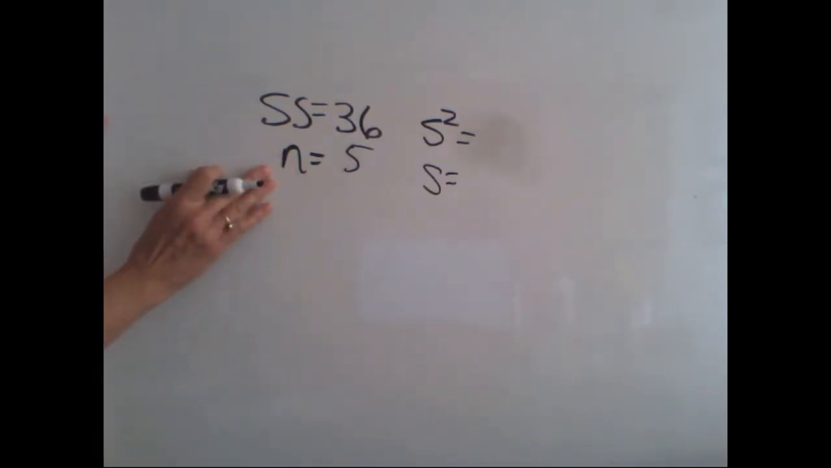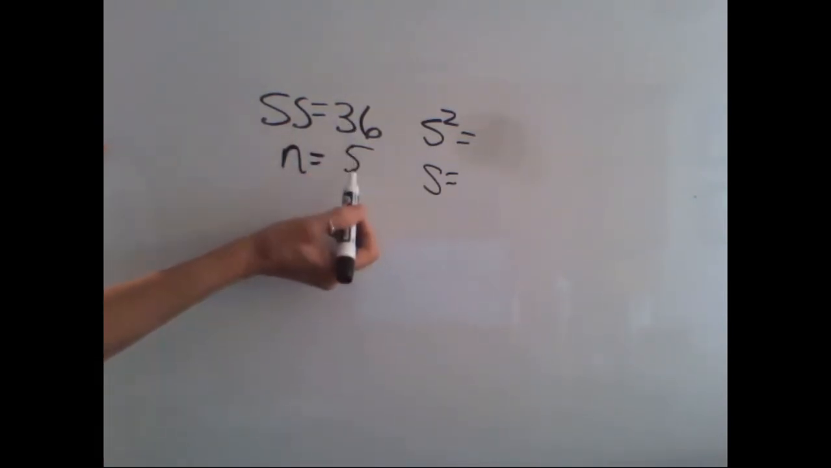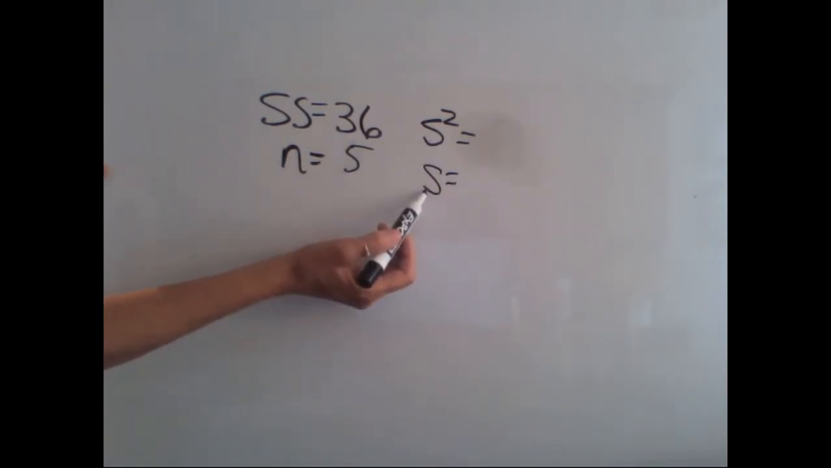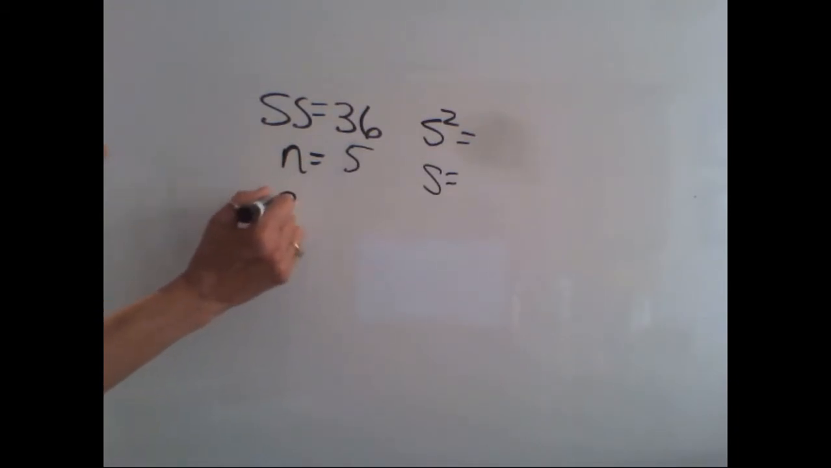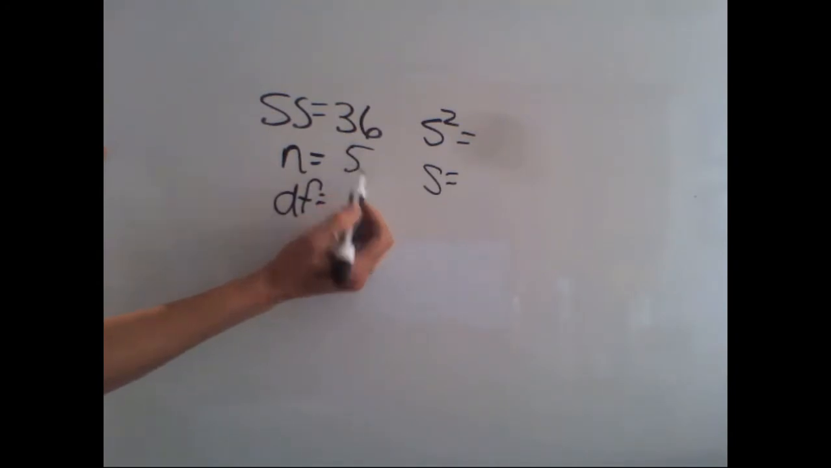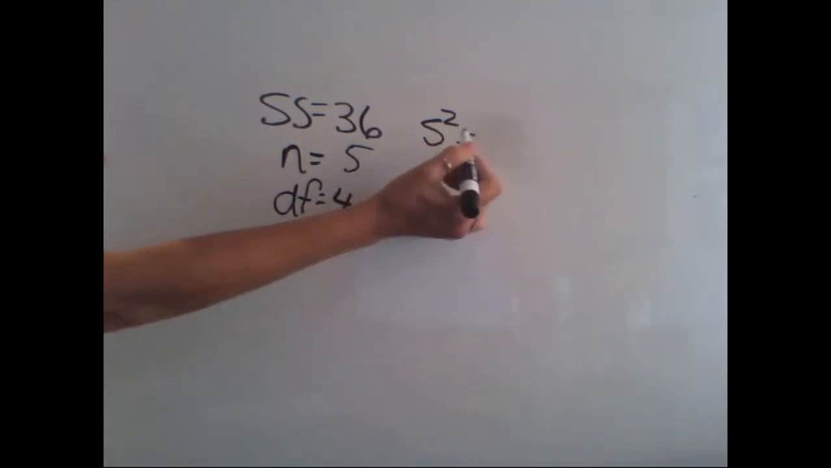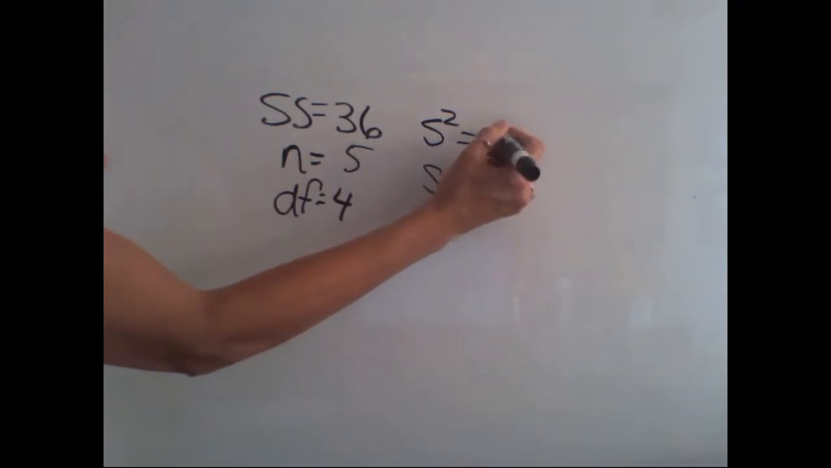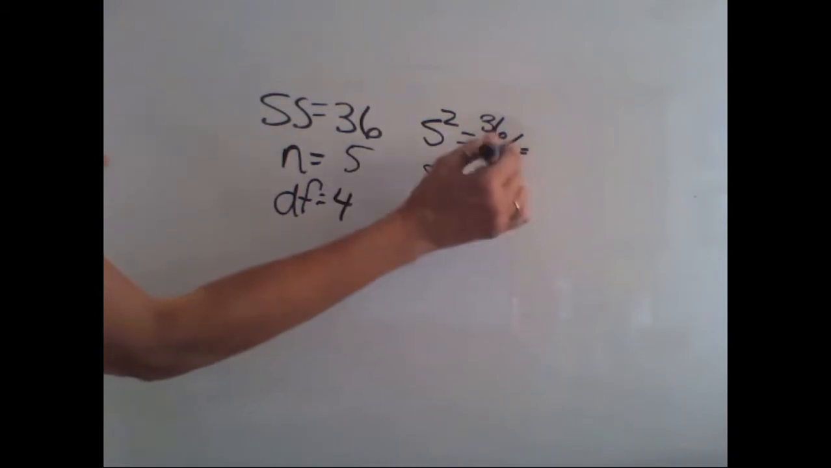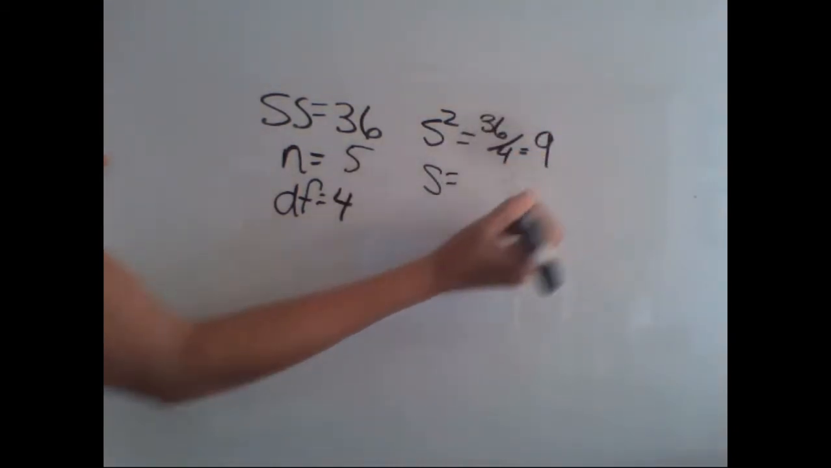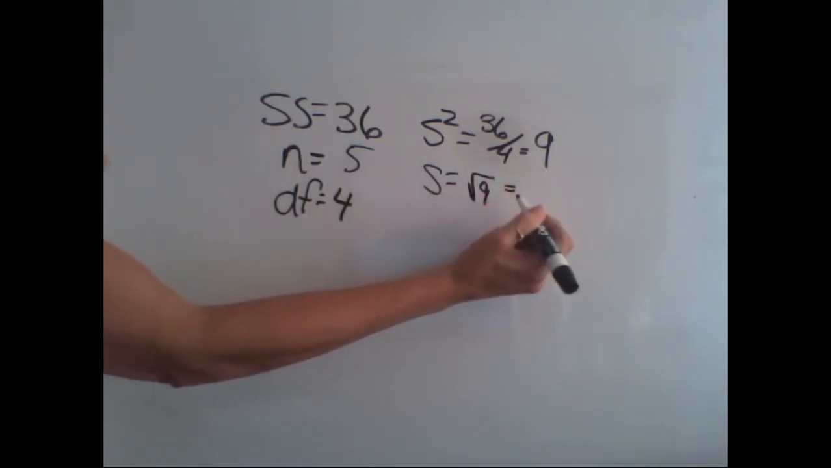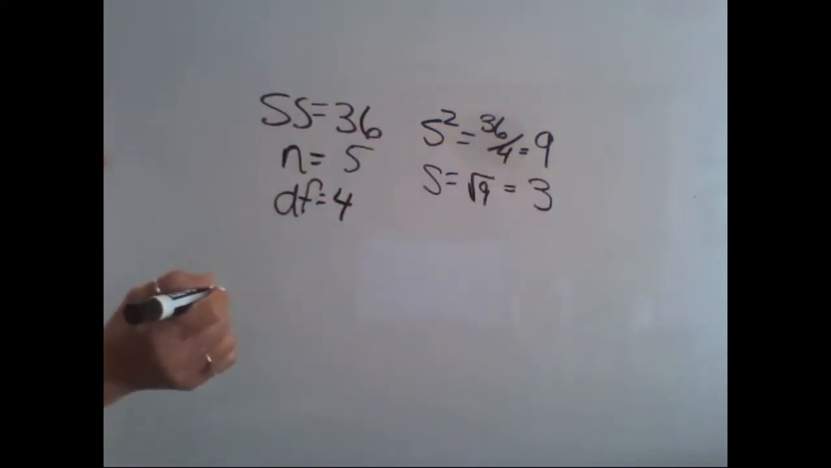So for this first example, we had a sums of squares of 36 and an n of 5. We're trying to figure out the sample variance and the sample standard deviation. But in order to do that, we need to figure out the degrees of freedom. And the degrees of freedom is n minus 1. 5 minus 1 is 4. So our sample variance is going to be 36 divided by our degrees of freedom of 4. So our sample variance is equal to 9. And our sample standard deviation is simply the square root of 9. So our sample standard deviation in this case is 3.